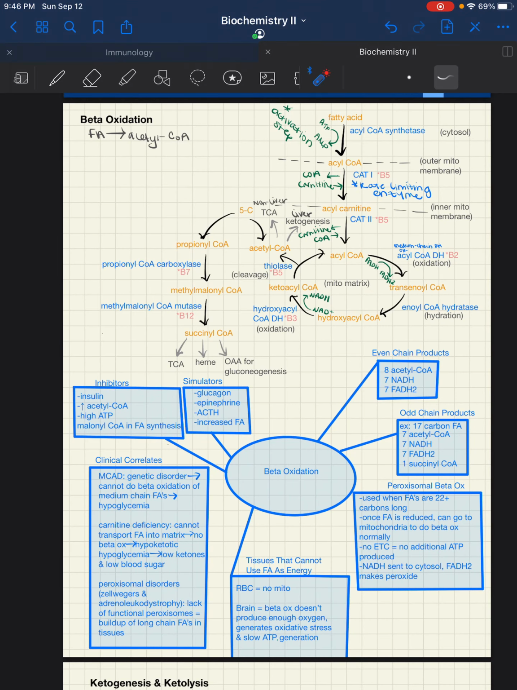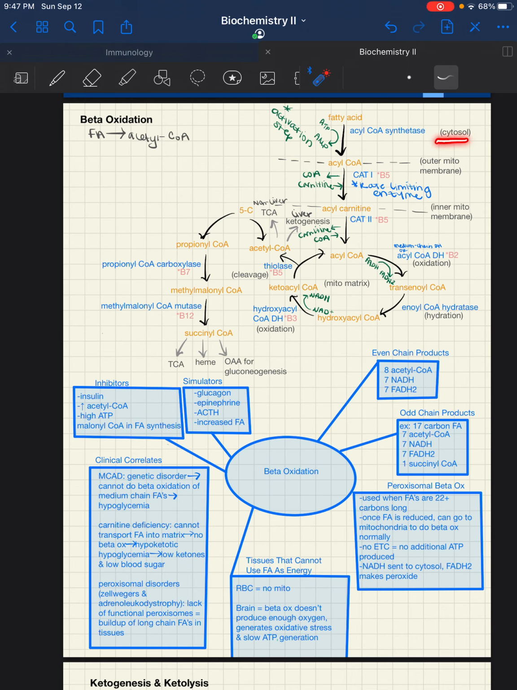Third time's a charm. I'm going to be talking about beta oxidation, otherwise known as fatty acid oxidation, because we're turning a fatty acid and we're breaking it down into acetyl-CoA. So, as I just said, we're taking a fatty acid. We're not turning it into acetyl-CoA just yet. There's a lot of steps before that happens.